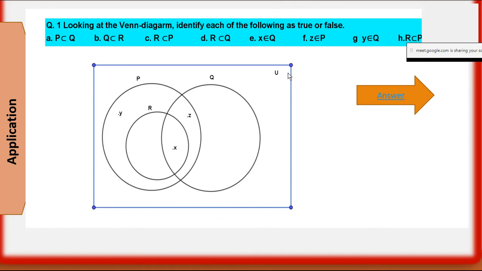On the basis of this Venn diagram, find the true relation or false relation given in A, B, C, D, E, F, G, H. I think you are clear now. Observe the Venn diagram, identify the relation, whether it is true or false. This is on your application, whether you can apply what you learned about subset and superset in your problems or not. That's why it is a problem of application.